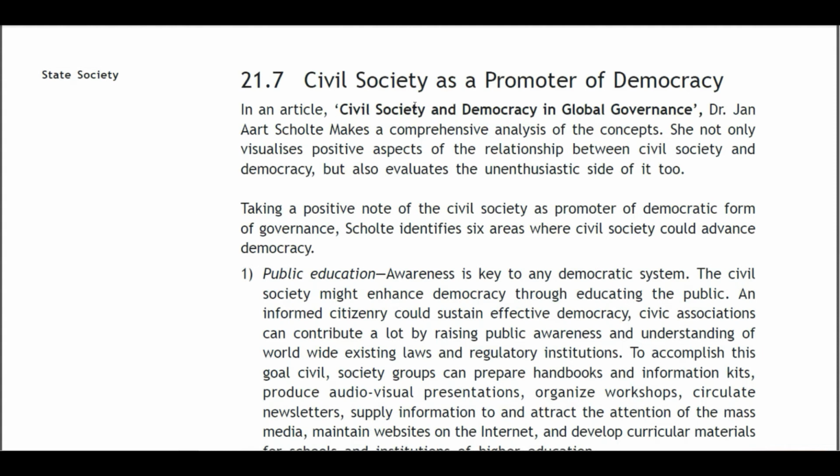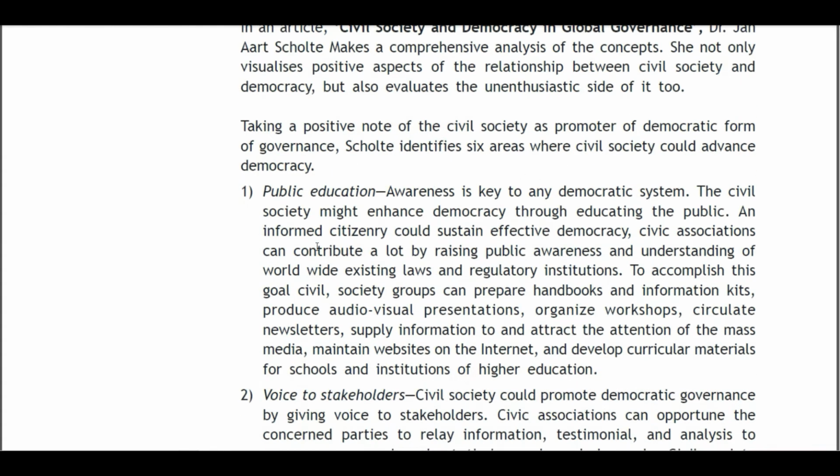21.7 Civil Society as a Promoter of Democracy. In an article, Civil Society and Democracy in Global Governance, Dr. Jan Aart Scholte makes a comprehensive analysis of the concept. She not only visualizes positive aspects of the relationship between civil society and democracy, but also evaluates the critical side of it too. Taking a positive note of civil society as promoter of democratic form of governance, Scholte identifies six areas where civil society could advance democracy.